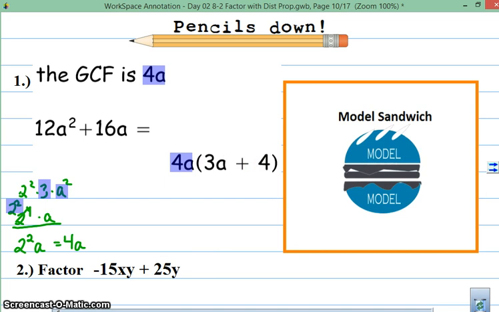We can check by doing the distributive property. So 4a times 3a is 12a squared. That looks like what we started with. 4a times 4 is 16a, which is what we started with, and it checks.